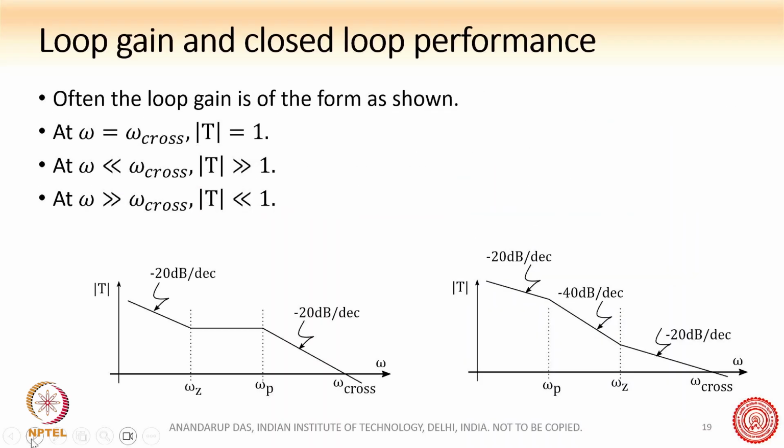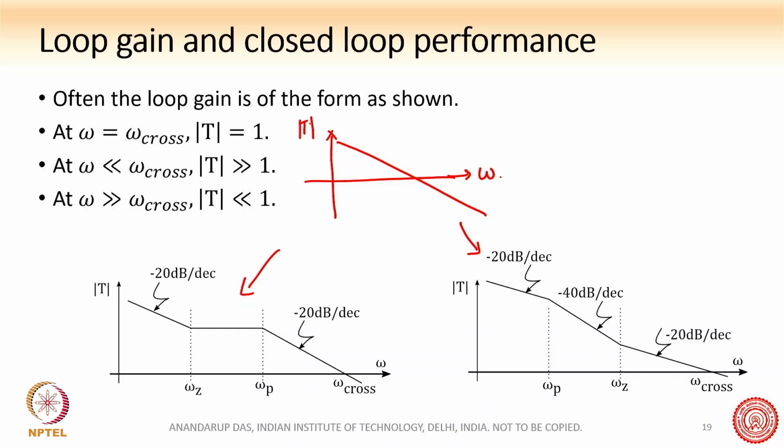Now, what do we expect from the loop gain? So now we are plotting the loop gain. Generally, how the loop gain looks is something like this. You can see here there is a trend, and the trend is that the loop gain generally starts from a high value and falls this way. As you can see here, both these trends are observed. This is the mod T, and here is the omega. The general trend is that it starts from a high value and it falls.